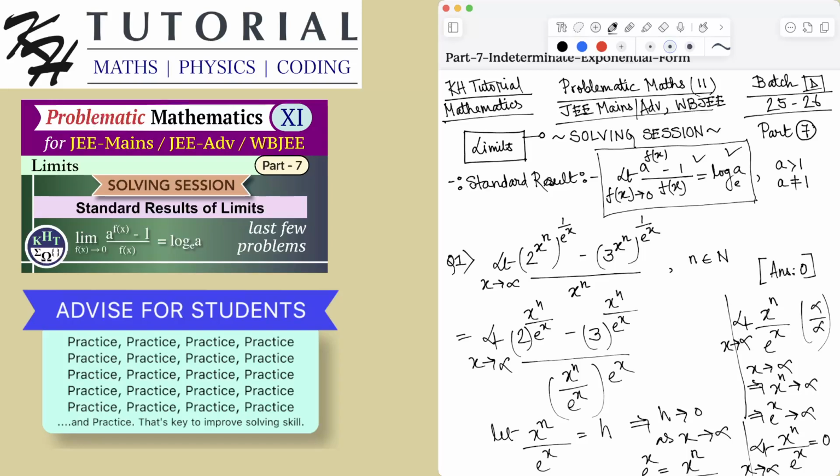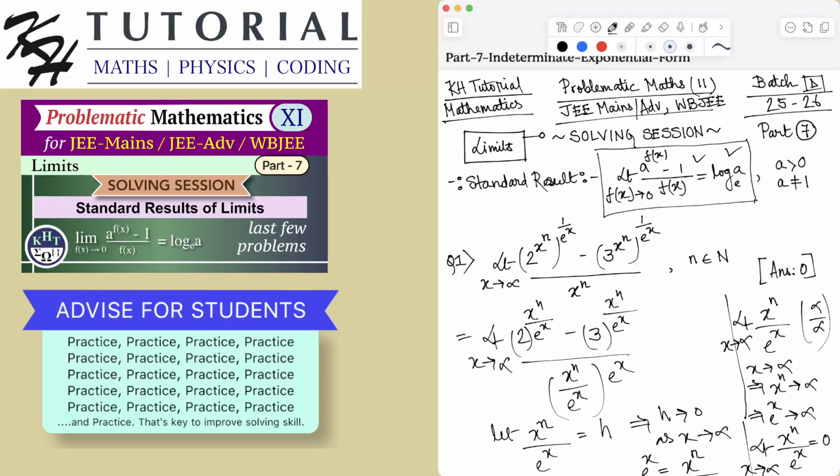For this you must see some term in the numerator like a to the power of x, where a is a constant. I'm really sorry, a is greater than 0 and not equal to 1. And if you see some kind of term a to the power of x minus 1, or even not minus 1, and in the denominator it could be f(x) or any other function which is tending to 0, then possibly you can try to rearrange the given function so that you can apply the standard result.